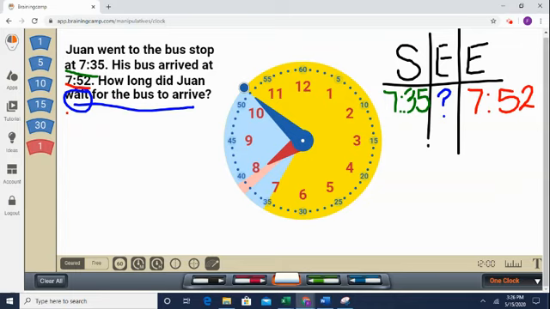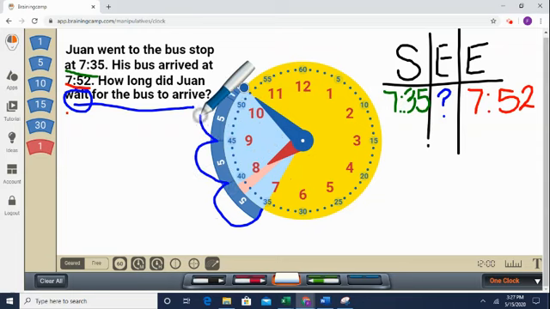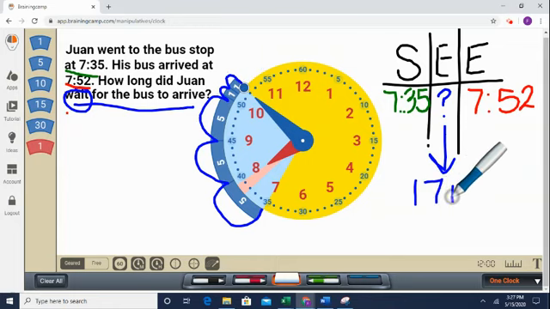So let's see how much time that is. We can start with the 5-minute markers. So I'm just going to move that around here to 5, 10, 15. Now if I put on another 5, that's going to go way over where my minutes stop. So I'm just going to add 1 at a time until I get there. So that will be 5, 10, 15, 16, 17 minutes. So Juan's elapsed time that he had to wait was 17 minutes.